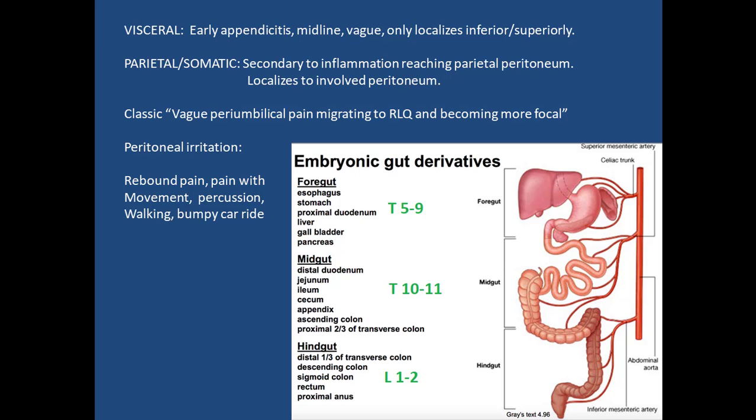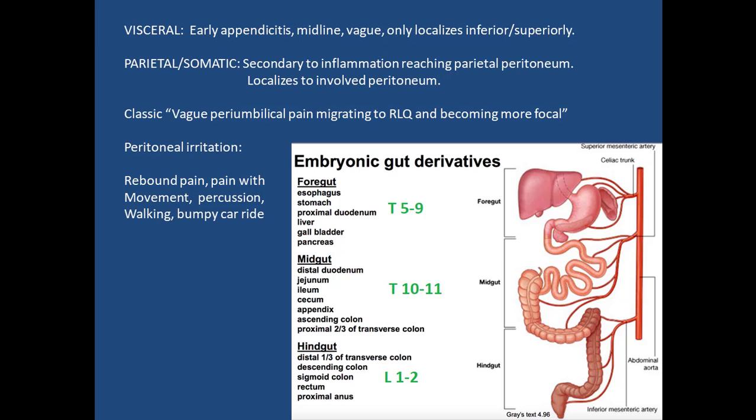So all the foregut structures, like the gallbladder and the pancreas, enter at T5 through 9, and they result in that epigastric pain that we all know, for biliary colic, pancreatitis, stuff like that. And then midgut structures, which include the appendix, enter at T10 and 11. They result in that periumbilical pain, and it's kind of vague, midline periumbilical. And the hindgut enters at L1 and 2 and results in that suprapubic, infraumbilical pain.